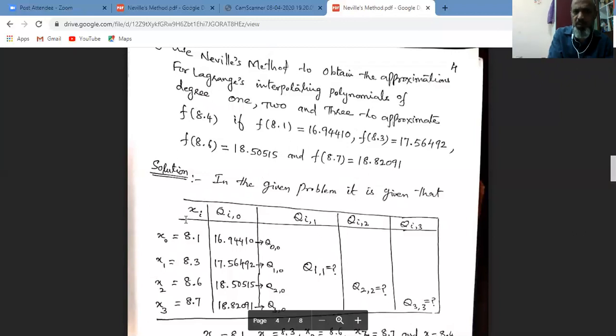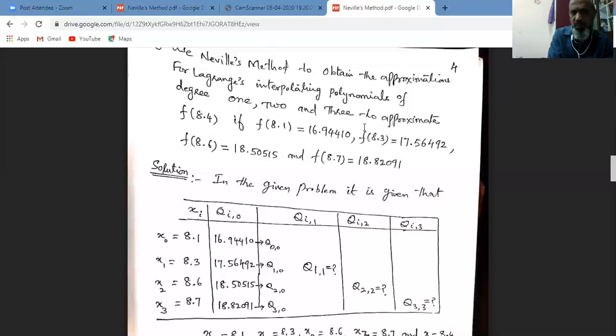So this is the column for Xi, and the first value is X0, second is X1, third one is X2 and fourth one is X3. So the corresponding value of the function is Qi comma 0. So this is Q0 comma 0. This is nothing but Y0. So at x is equal to 8.1, the functional value is 16.94410.